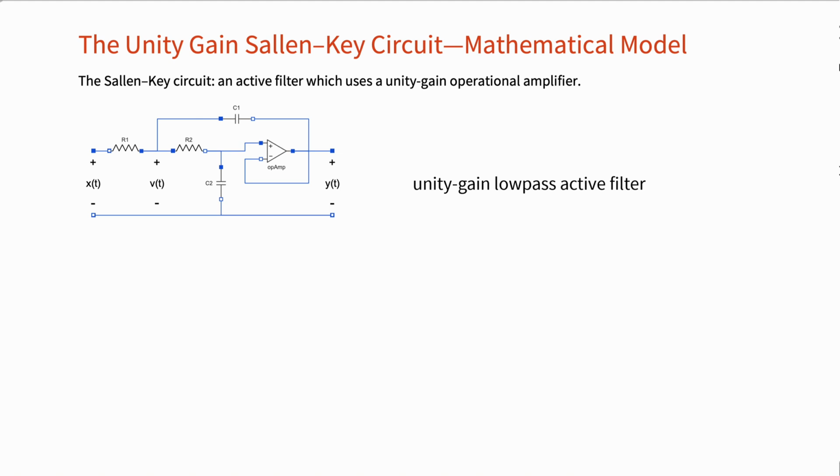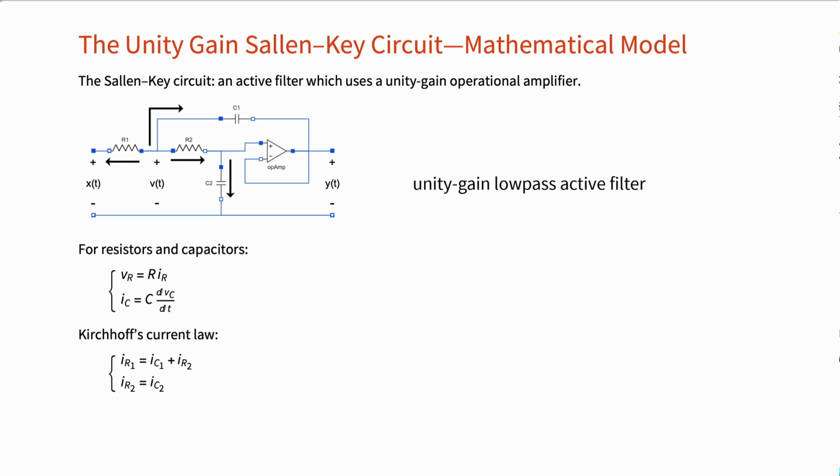In this circuit, we have two resistors R1 and R2 and two capacitors C1 and C2. To get the equation for the circuit, we will start with the same voltage-current relations for each of the resistors and capacitors in the circuit. And if we label the currents as shown here and apply Kirchhoff's current laws, we get these two equations.